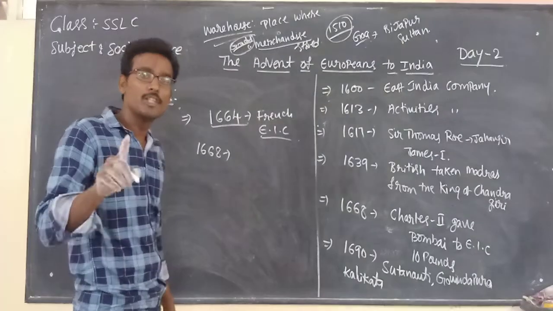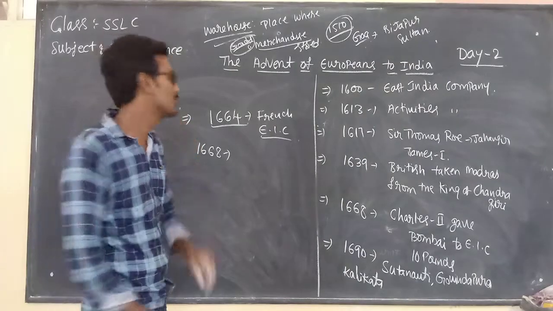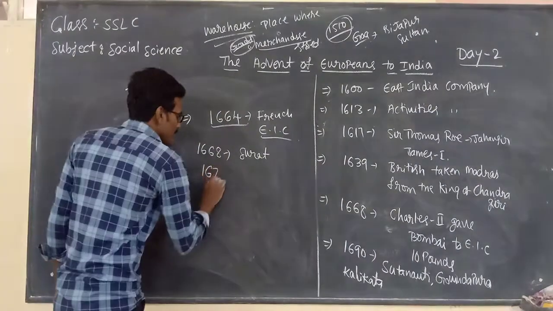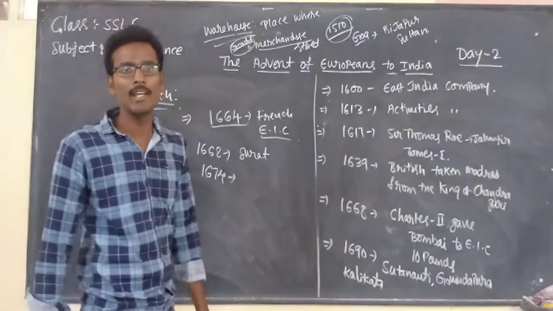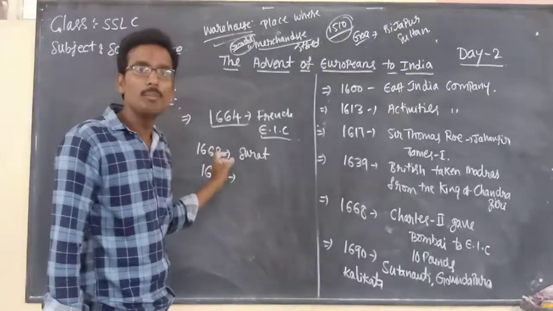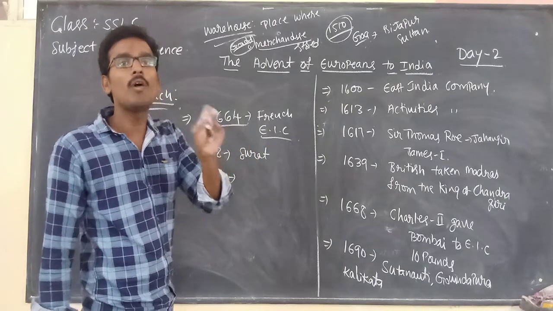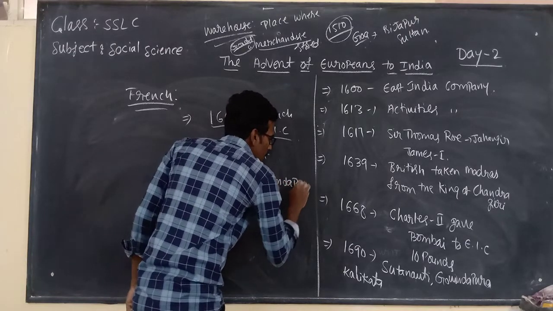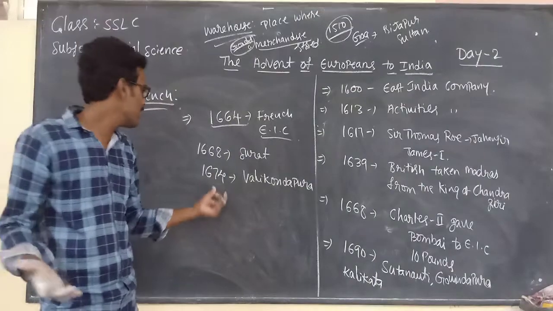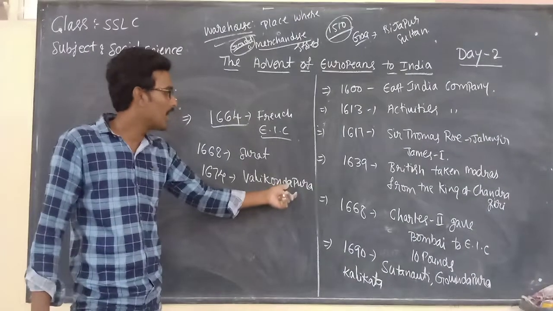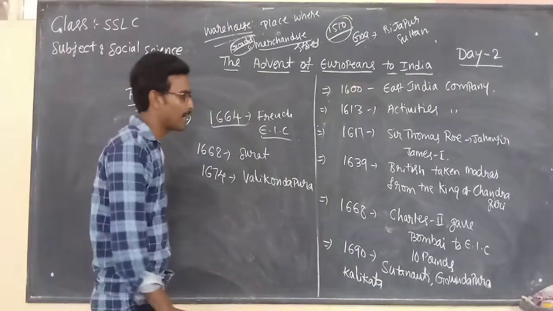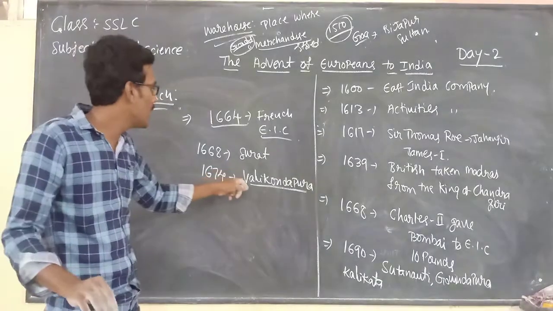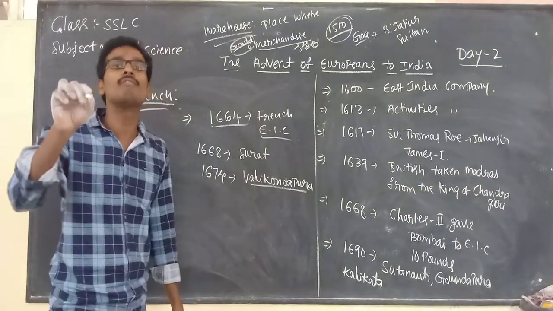After that, in 1668, the French also established their first warehouse at Surat. After that, in the year 1674, the French purchased Valigondapura. Valigondapura means the French captured or purchased it from the local Muslim Fakir.